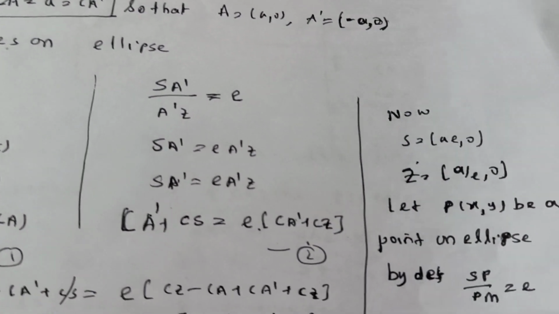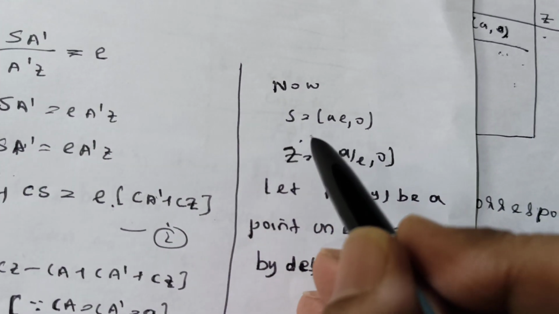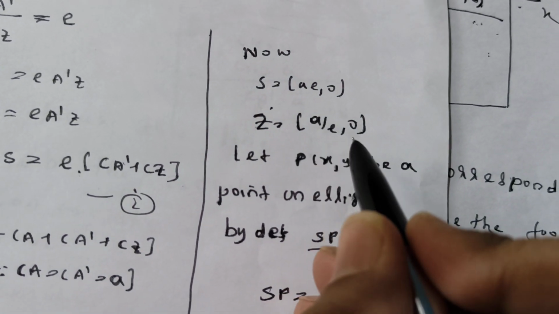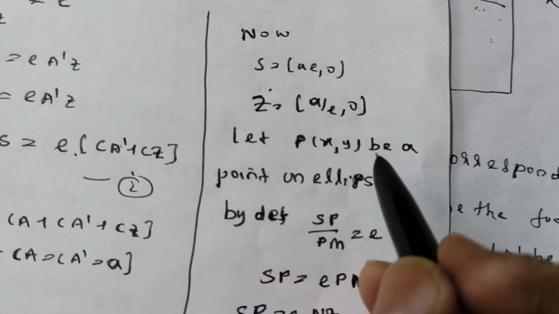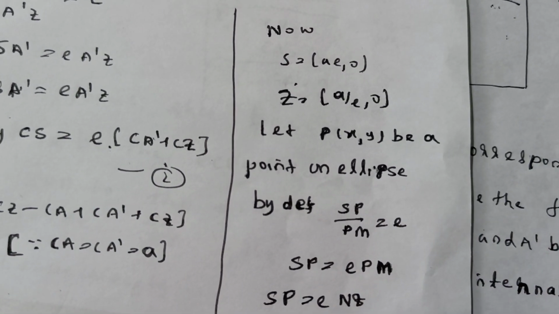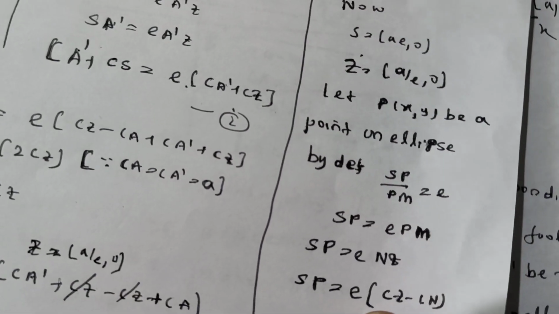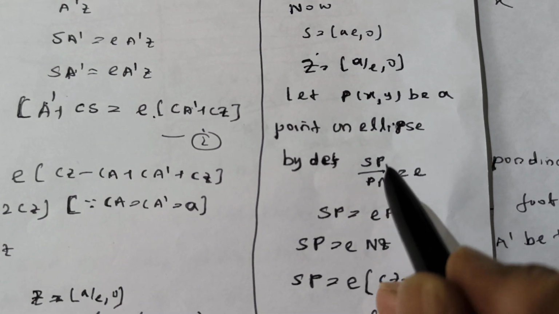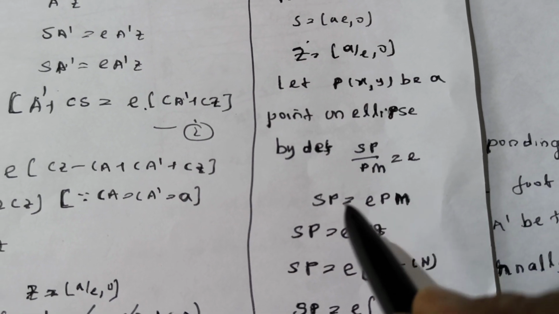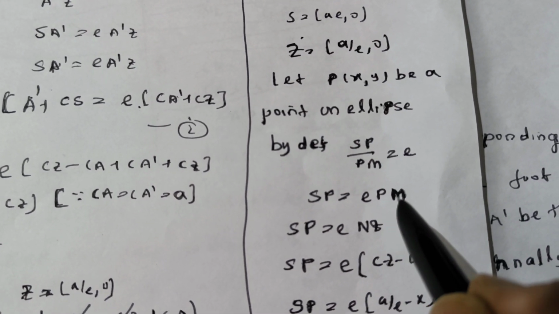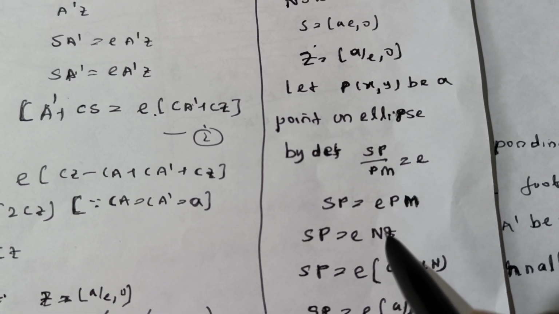Now, let us move on to the next part. S is equal to AE comma 0, Z is equal to A by E comma 0. Let P of XY be a point on the ellipse. What happens? By definition, SP by PM is equal to E. SP is equal, by cross multiplication, to E into PM. PM is equal to NZ.